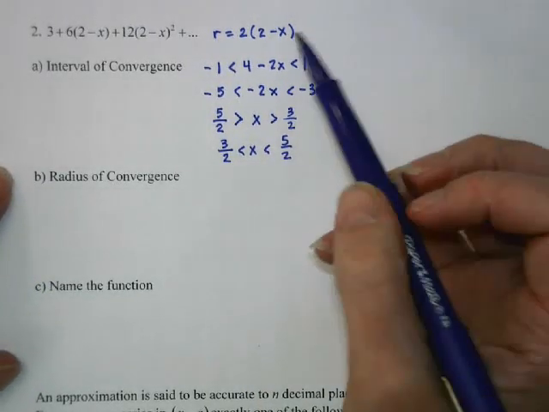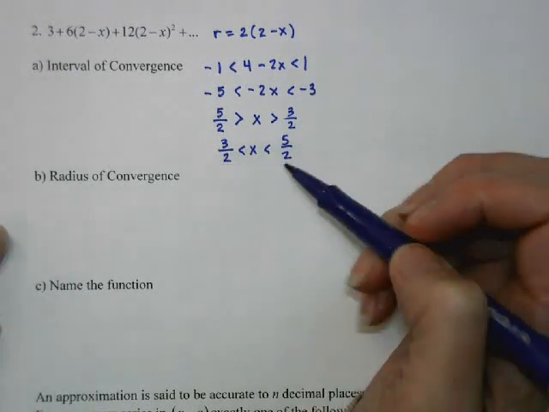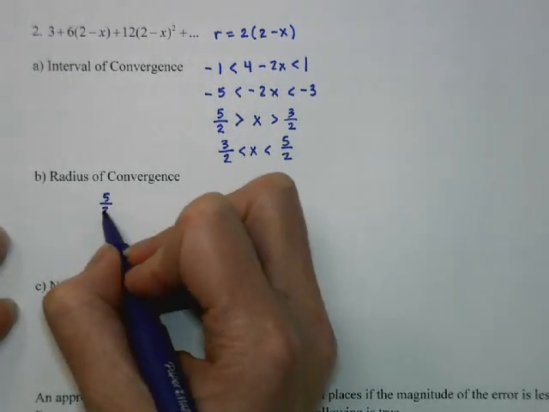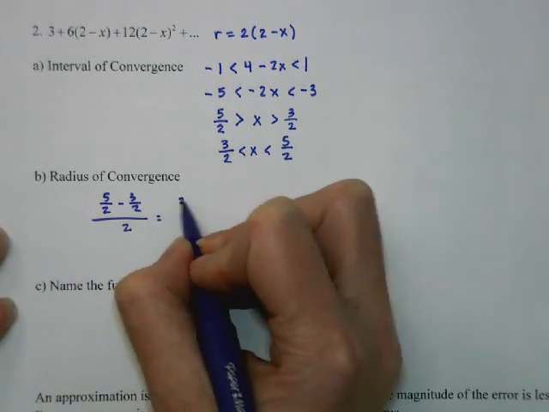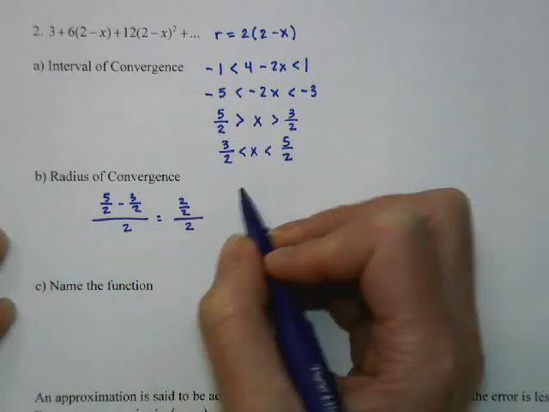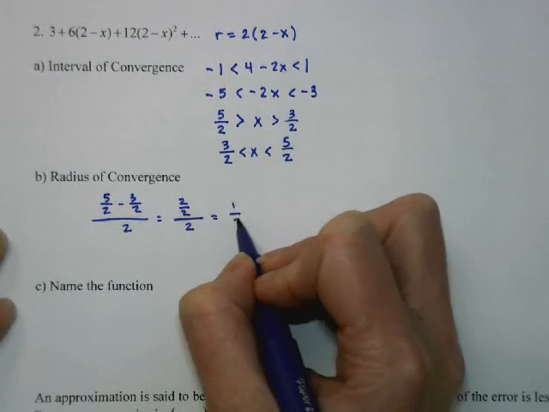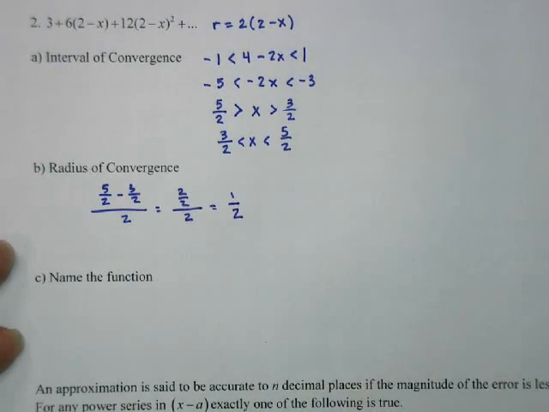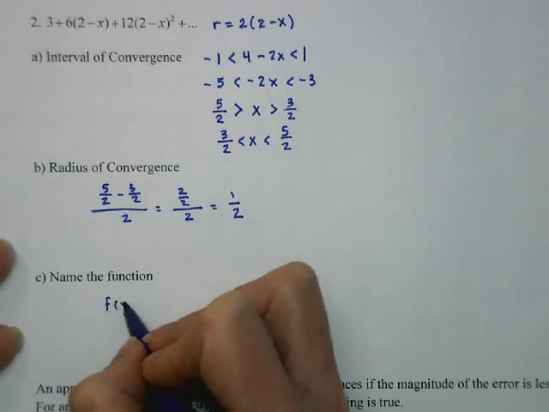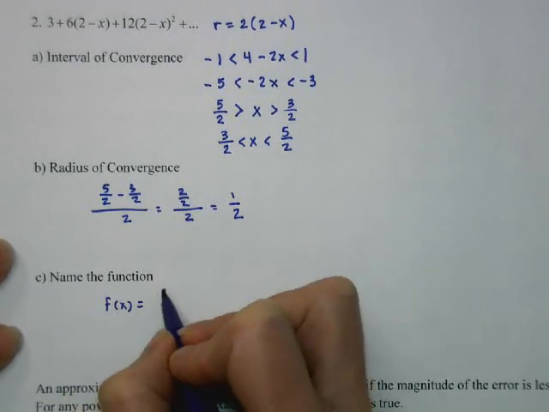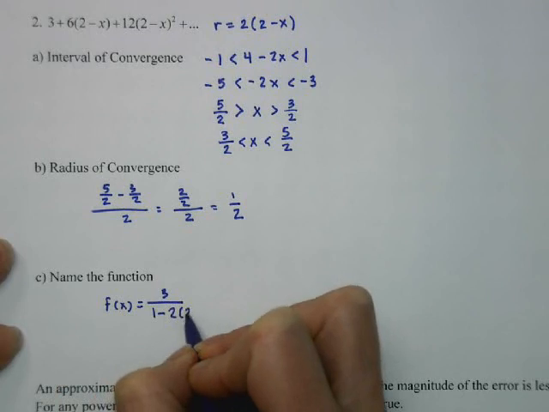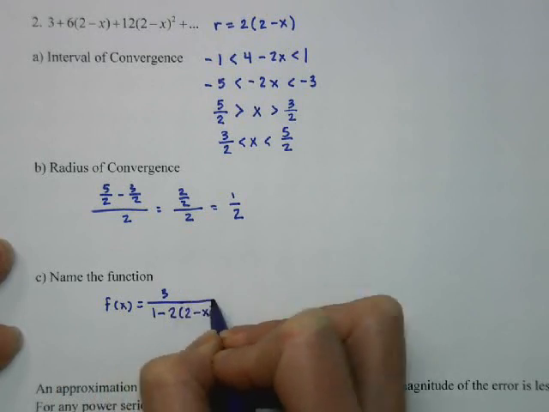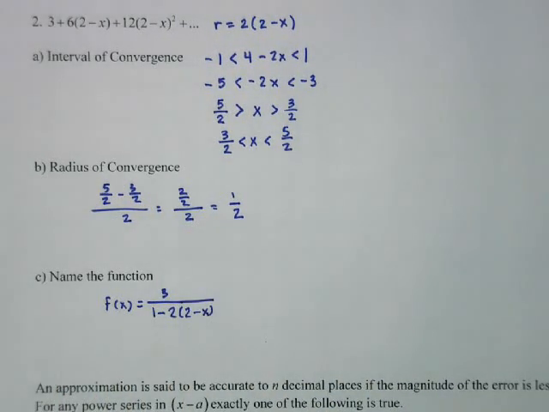The radius is going to be the half of the distance between these two. So 5/2 minus 3/2 all over 2. So 2/2 over 2, which is 1 over 2. The function a1 over 1 minus r is going to be 3 over 1 minus 2 times 2 minus x, which you could simplify or leave it just like that.